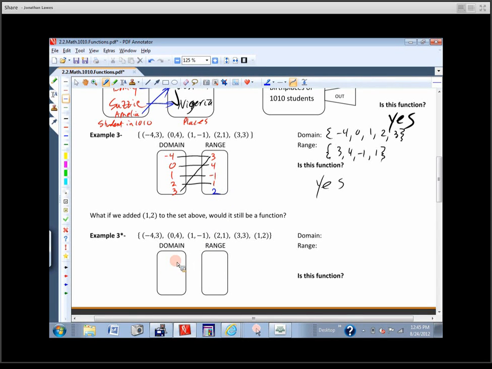Where do I have to draw a line now? If I add this one right here, I've got to draw a line from the 1 over here to the 2. Now, is that okay? Is that a function? Okay, the answer there is nope, it's not. For the same reason, for the same little gut level intuition that, well, we can't have a 1 corresponding to a -1 and to a 2, just like we couldn't have McKay born in 2 places. Okay? All right. Any questions?